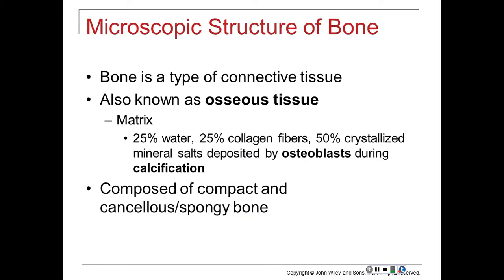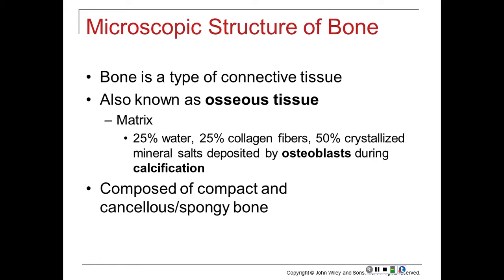So if we look at the microscopic structure of bone, if we look at bone under a microscope, it has a very distinctive look to it. It's actually a type of connective tissue, you may recall from Chapter 4. It's also known as osseous tissue. It has a matrix to it, just like all of our connective tissues do. Mostly water, a little bit of collagen fibers as well, and there's lots of crystallized mineral salts. Mostly calcium, but there's some magnesium and other salt deposits in there as well.